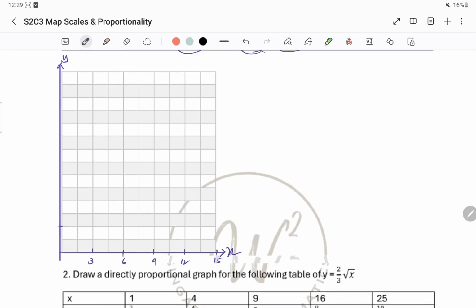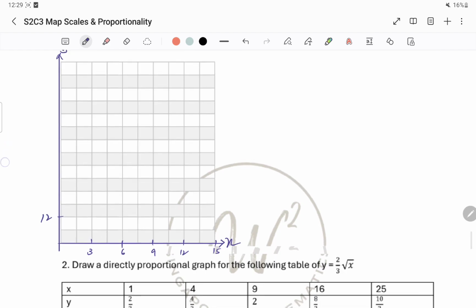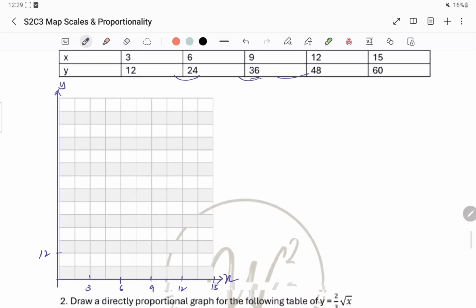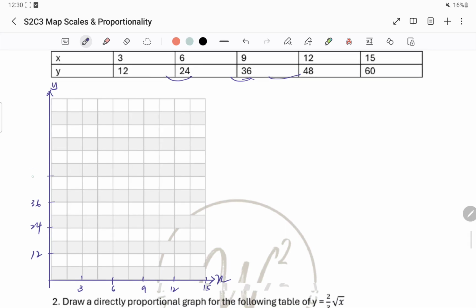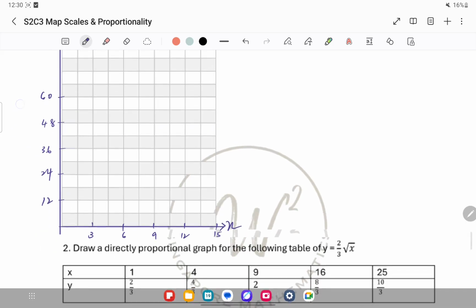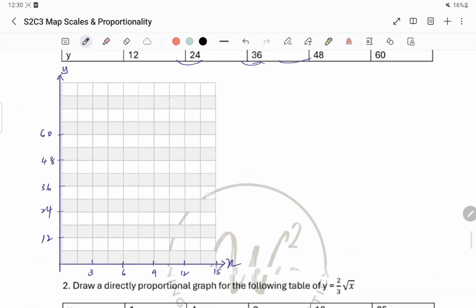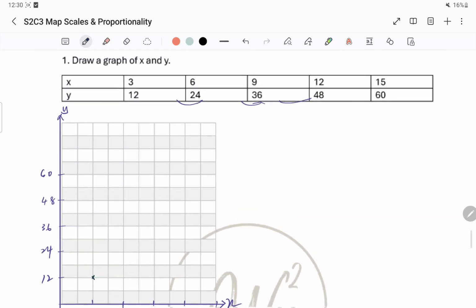I think I will also just do a simple one. This one you don't have to care so much about the unit first. I'm just going to put in 12, because it's a multiple of 12. So what I'm going to do is plot. When x equals 3, this is the point.